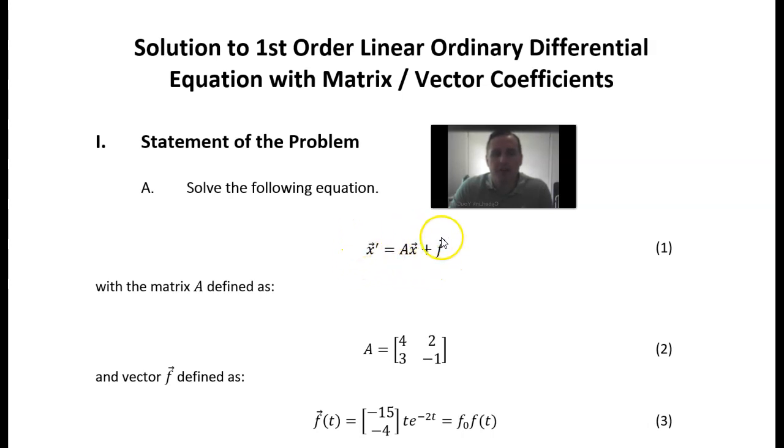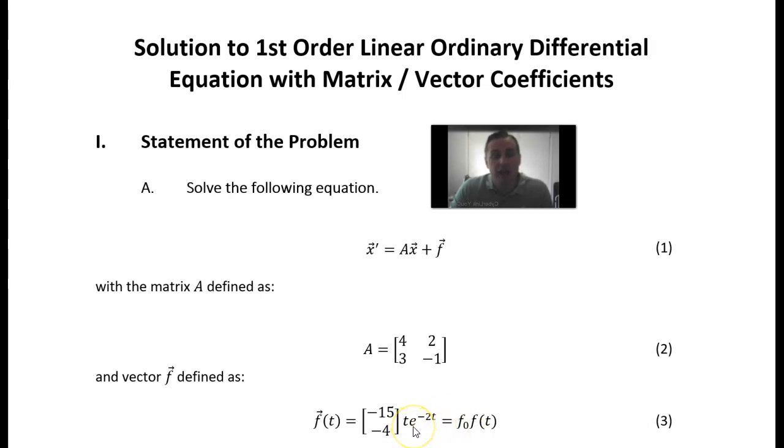So suppose we want to solve the following ordinary differential equation where the prime here means derivative with respect to the independent variable. In this case, it's going to be time. Suppose this is the matrix A, and here we have the coefficients 4, 2, 3, -1 read across the rows. It's a 2 by 2 square matrix. And the vector f, the function vector, is -15, -4, t times e to the -2t power.